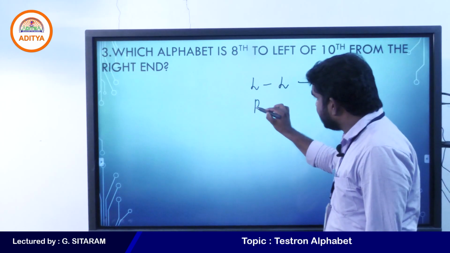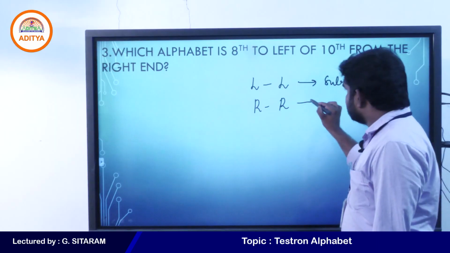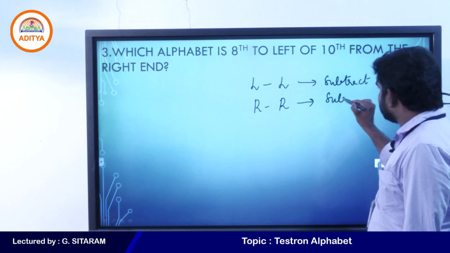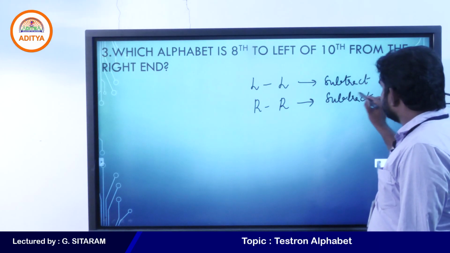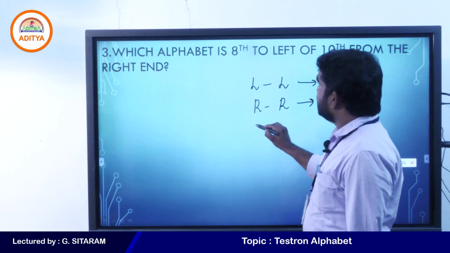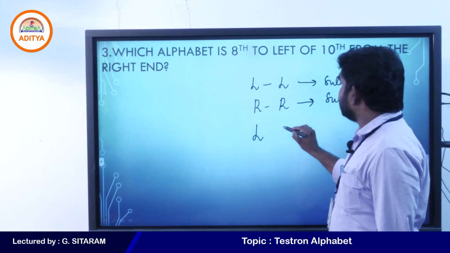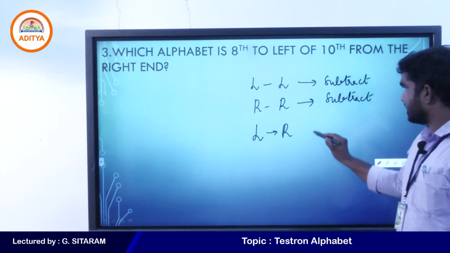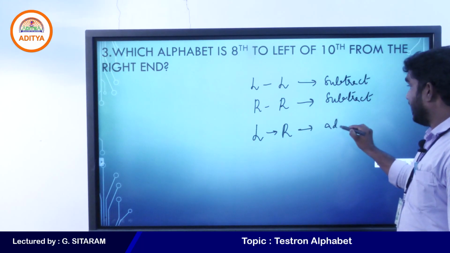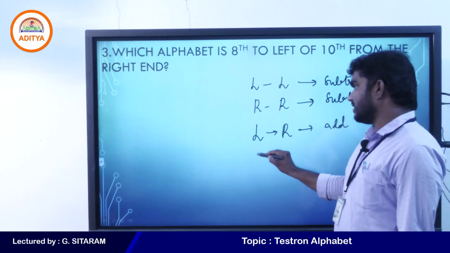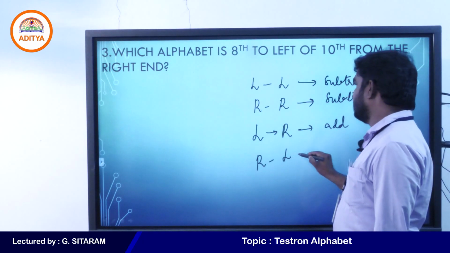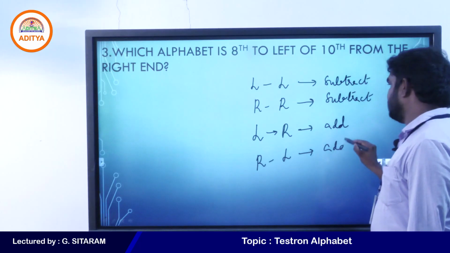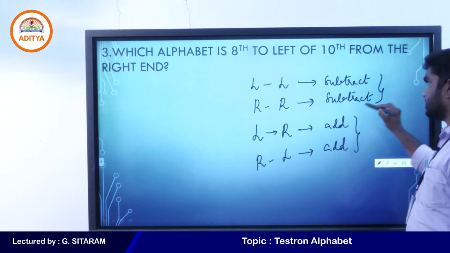Then the first one is right and the second one is also right. Then also the same, you just have to subtract. Okay, suppose the eighth from the left and the tenth from the right: the first one is in one direction and the second is in the other direction, so you have to just add both those values. If the first one is right and the second one is left, then add both those values. Okay, did you get all these things?